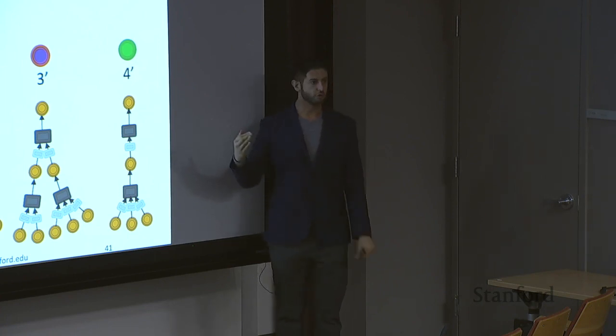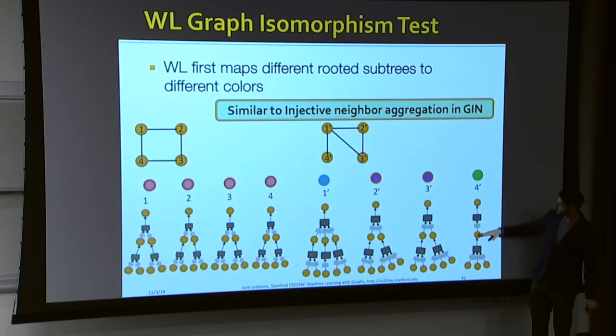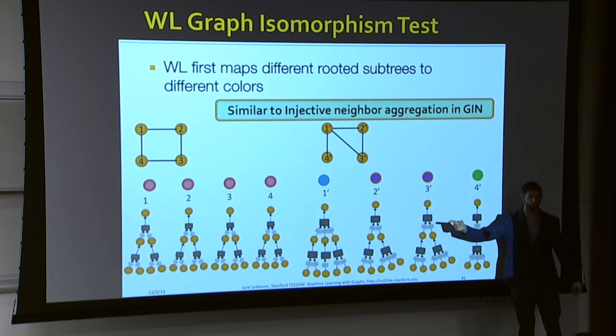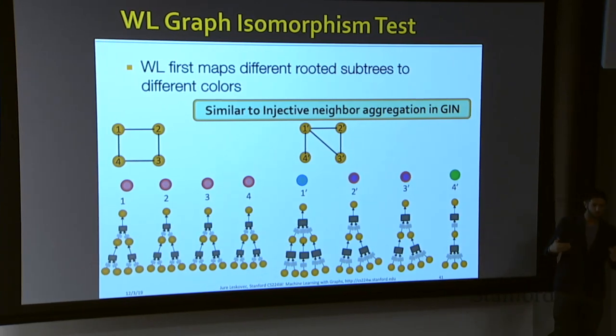Then the second thing you can try is to look at the node degree distribution, and that's what we do at level 1. What we're seeing here is that our graph on the right has a different node degree distribution compared to the graph on the left. Therefore, these two graphs are different. So that's pretty much what the WL test does.